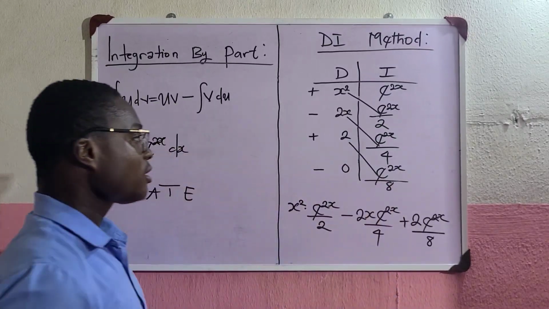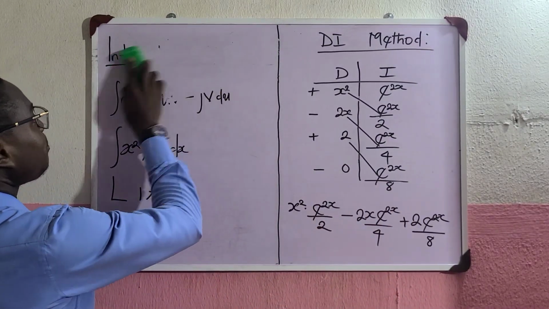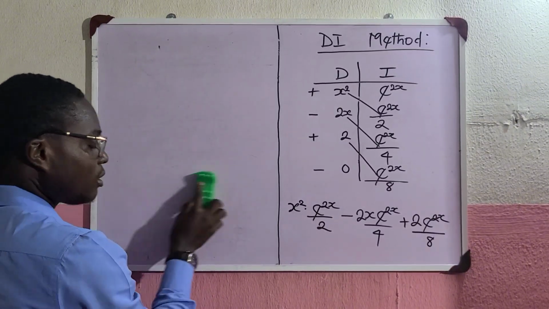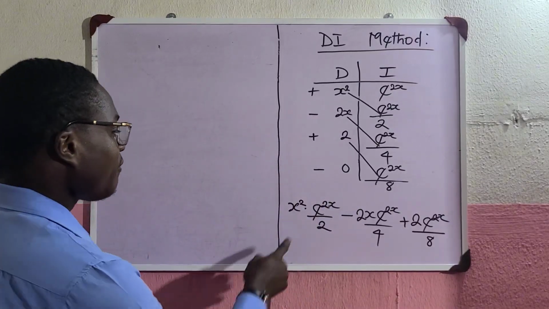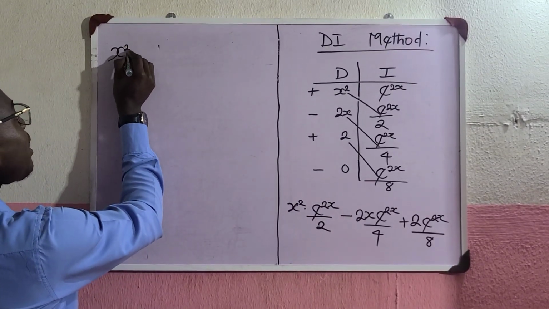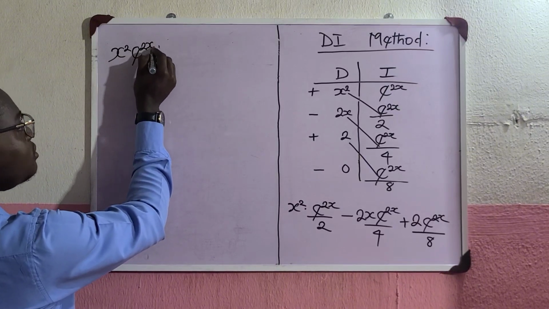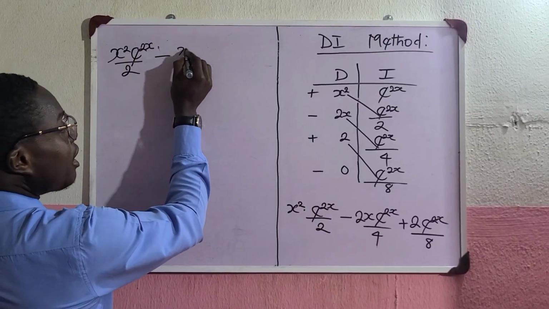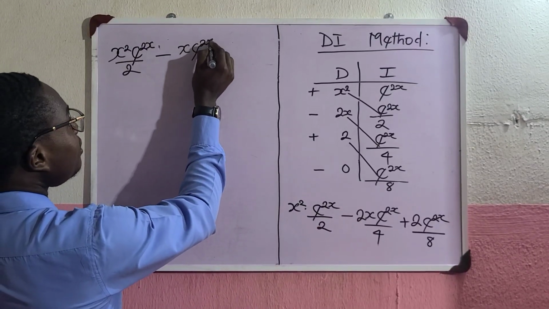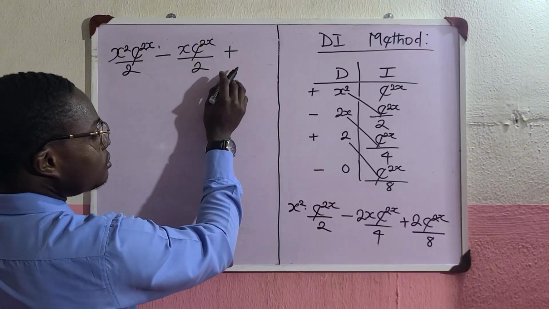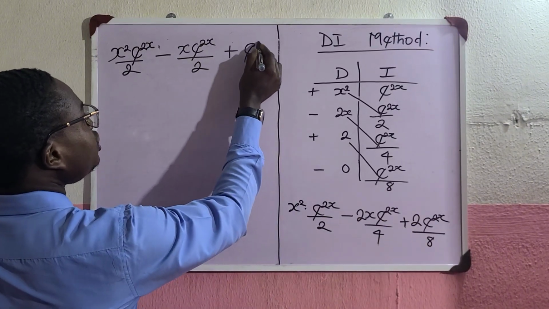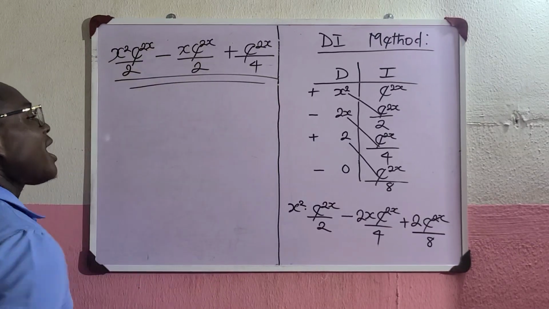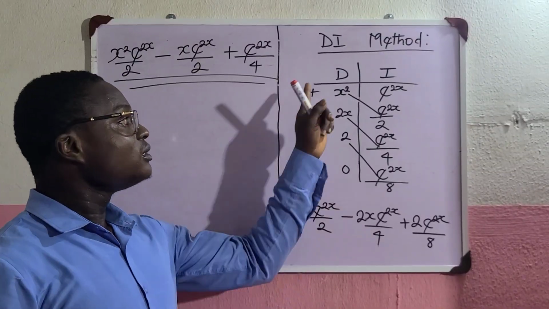The next thing we want to do is to just simplify. So let's quickly simplify and see what we have. If we simplify, we have x squared exponential 2x over 2 minus 2 over 4, we have x exponential 2x over 2, plus 2 over 8, we have exponential 2x over 4. So this becomes the answer to that integral, as fast as you can using the DI method.